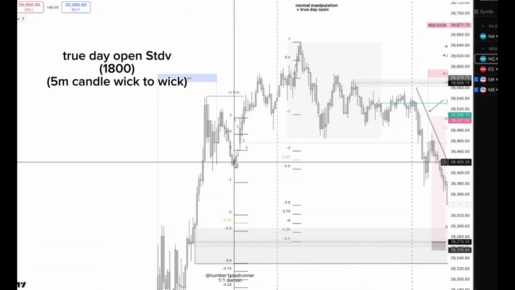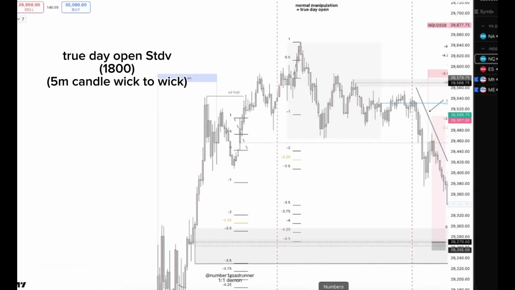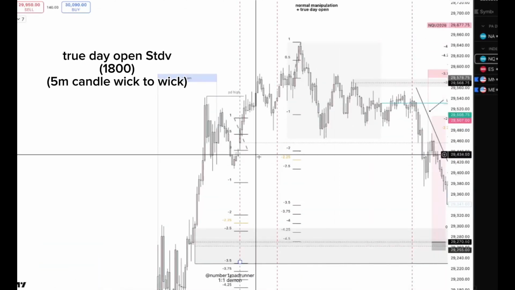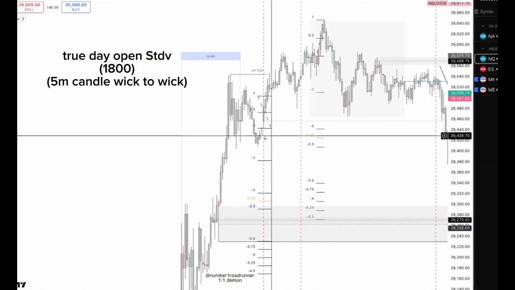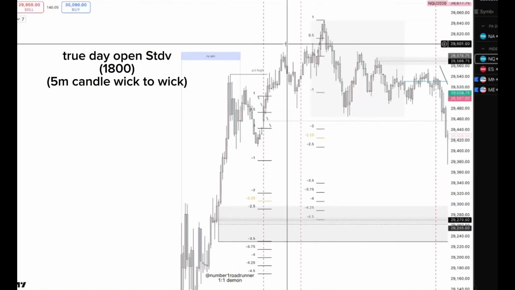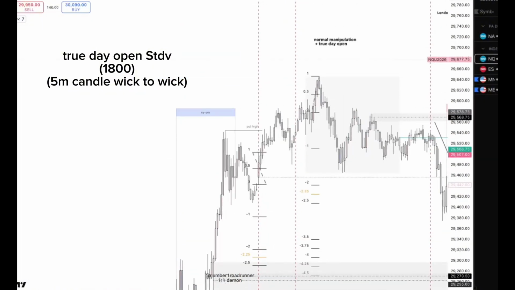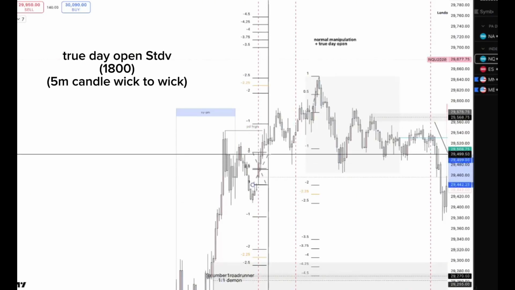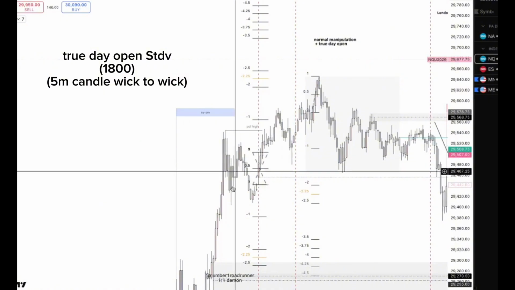True day open manipulation on the... Alright, but this is the 1800 candle, 5 minute. You can do it from both ways. Okay, this is what you guys need to understand: from both ways to give projections. So you can do it like this too. You can do it for longs and shorts.